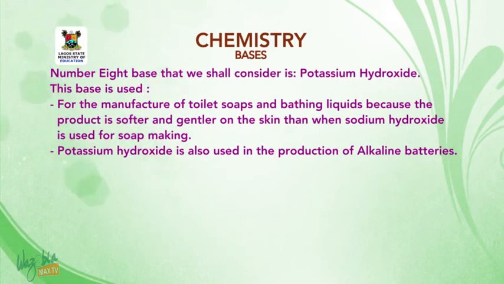Number 8 base that we shall consider is potassium hydroxide. This base is used for the manufacture of toilet soaps and bathing liquids because the product is softer and gentler on the skin than when sodium hydroxide is used for soap making. Potassium hydroxide is also used in the production of alkaline batteries.